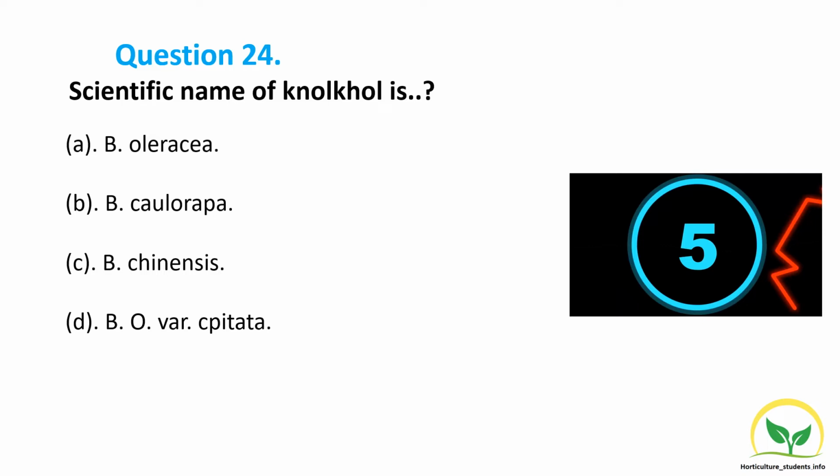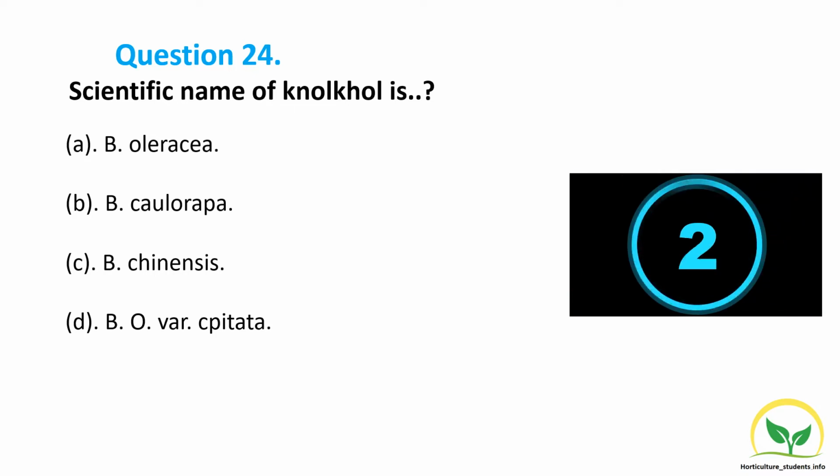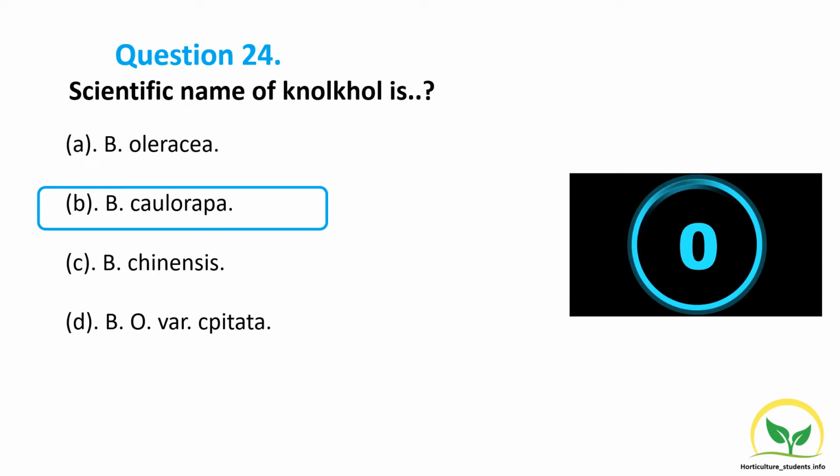Question 24. Scientific name of knol-khol is: A. Brassica oleracea var. italica, B. Brassica oleracea var. gongylodes, C. Brassica chinensis, D. Brassica oleracea var. capitata. Answer: B. Brassica oleracea var. gongylodes.